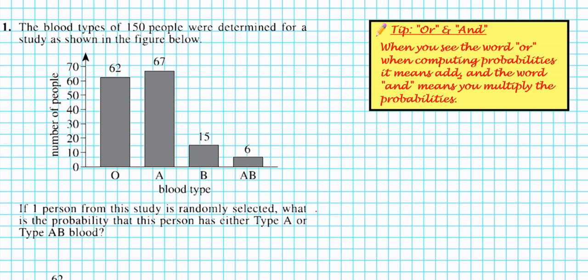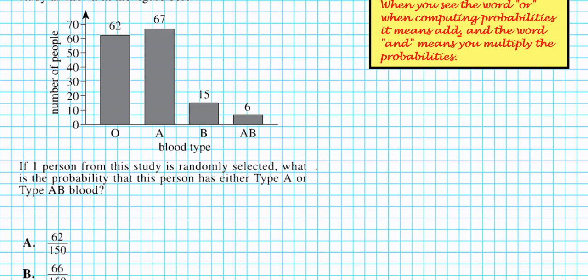All right, let's take a look at problem number one. It reads, the blood types of 150 people were determined for a study as shown in the figure below. So we have the figure right here for 4 different kinds of blood types. Question: if one person from this study is randomly selected, what is the probability that this person has either type A or type AB blood?